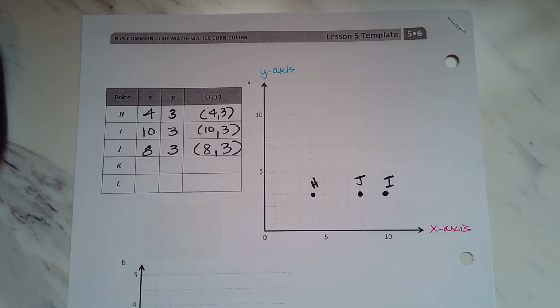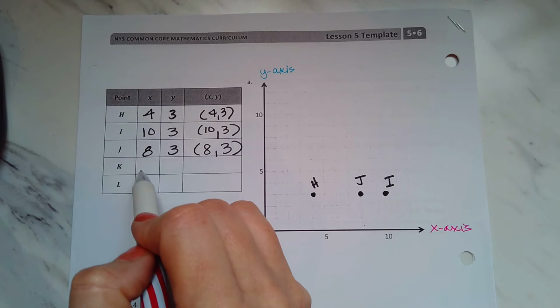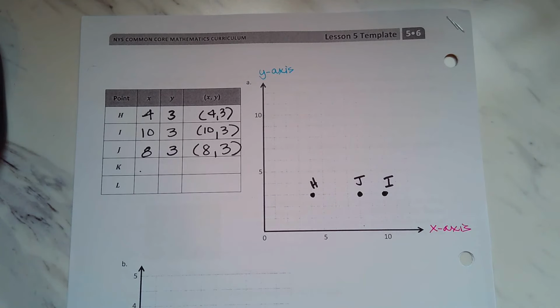All right, so now from here, what do you notice about these 3 points and their coordinates? Well, hopefully you notice that they have different X coordinates, but their Y coordinates are all 3s. So all the points are the same distance away from the x-axis.